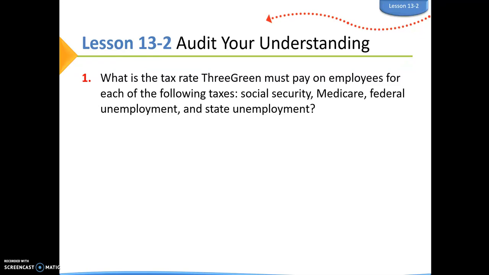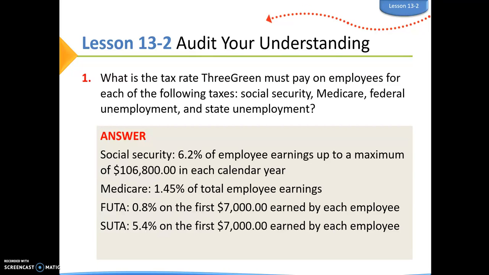What is the tax rate 3 Green must pay on employees for each of the following taxes: Social Security, Medicare, federal unemployment, and state unemployment? Social Security is 6.2% of employee earnings up to a maximum of $106,800 in each calendar year. Medicare is 1.45% of total employee earnings. Federal unemployment tax is 0.8% on the first $7,000 earned by each employee, and state unemployment tax is 5.4% on the first $7,000 earned by each employee.